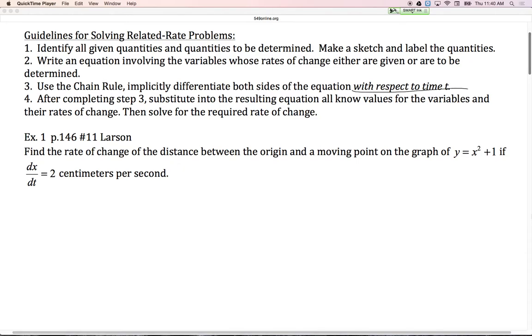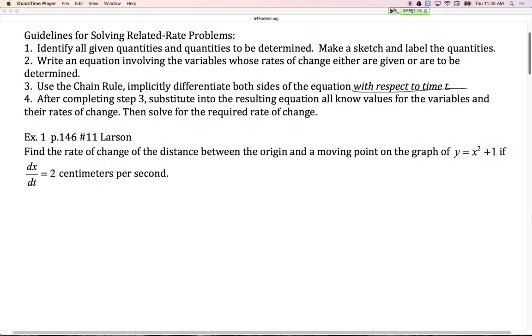After completing step 3, substitute into the resulting equation all known values for the variables and the rates of change, and solve for the required rate. So those are the things that you really don't need to memorize the steps, you just need to understand the process. Understand the way that you're going to tackle a problem.